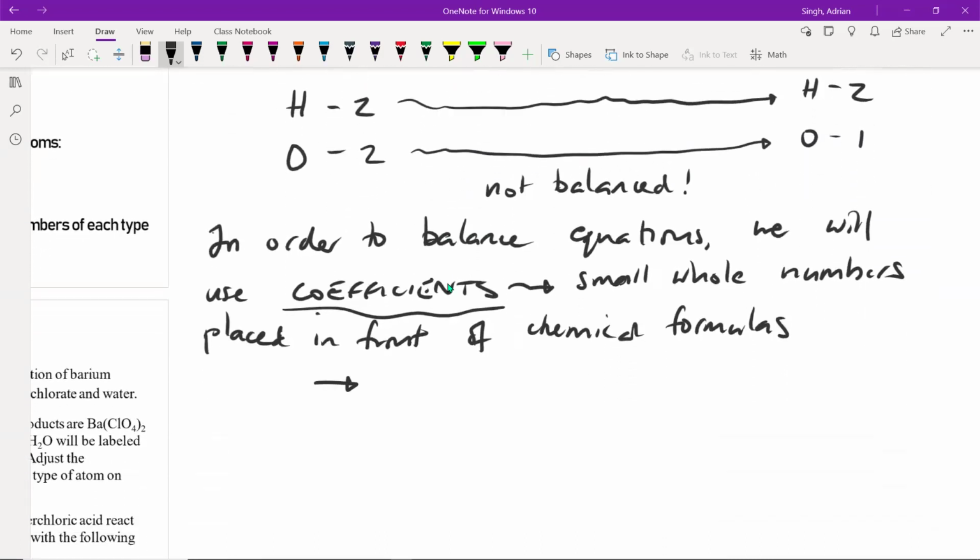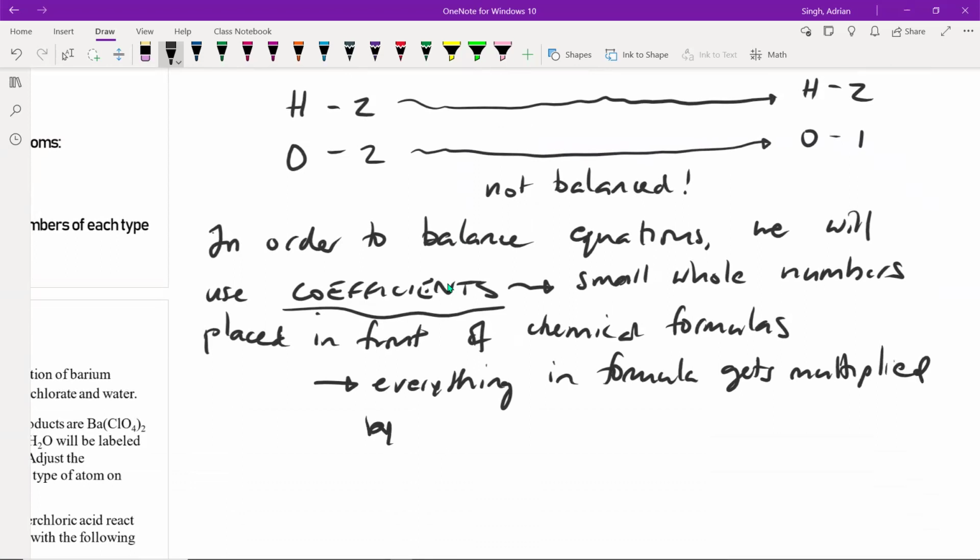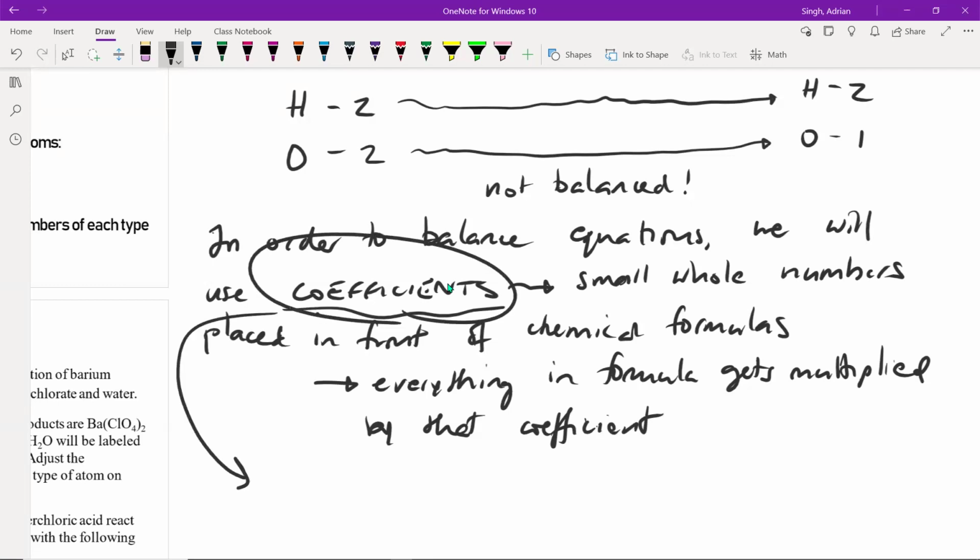And what this means is that everything in the formula gets multiplied by that coefficient, whatever that coefficient is. When it comes to balancing equations, how are we going to know which coefficient to use? Really, this boils down to trial and error. We're just going to try some coefficients and see if they work out. It's not a random process, because there are little hints and strategies we can use, and we'll talk about a few of them as we go through this process.